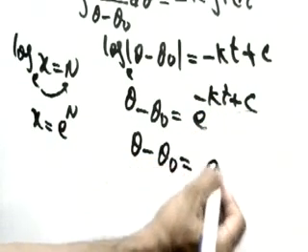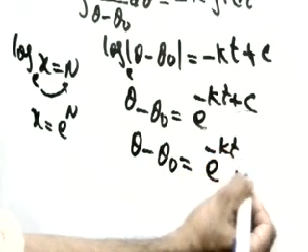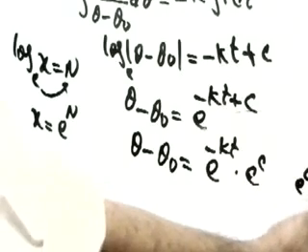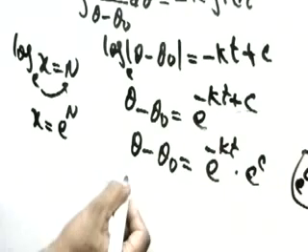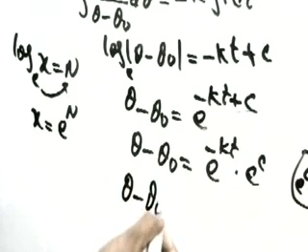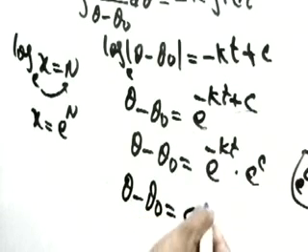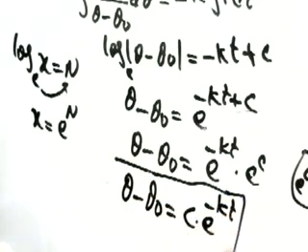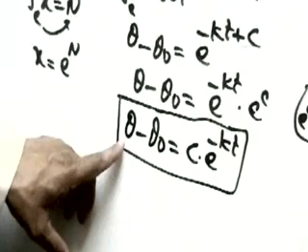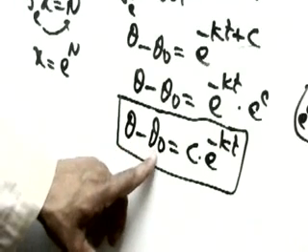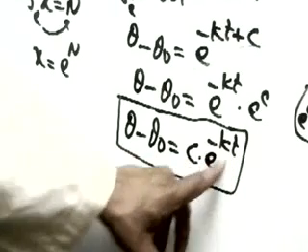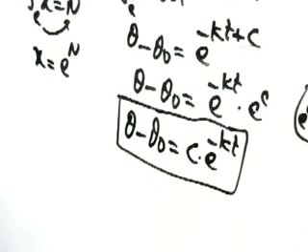We can write it like this: theta minus theta naught equals e power minus kt into e power c. Let me take e power c equals capital C, suppose. Now this will become theta minus theta naught equals C into e power minus kt. So this is the mathematical derivation of Newton's law of cooling. Theta means the temperature of the body, theta naught the temperature of the surrounding, t means time, and C and k are the constants.